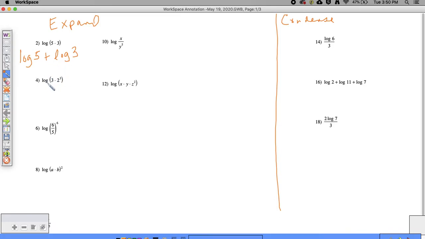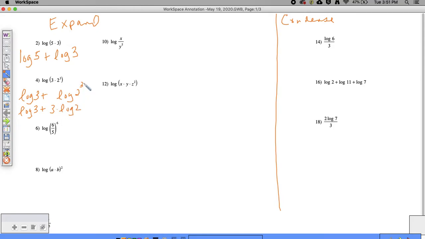The same thing down here, again, we can take this and write it as a sum. So we can do the log of 3 plus the log of 2 cubed. But we're not quite done yet because we can take this 3 and put it down. There should be a log of 2 here. So this is going to be the log of 3 plus 3 times the log of 2. That's what we mean by fully expanding.